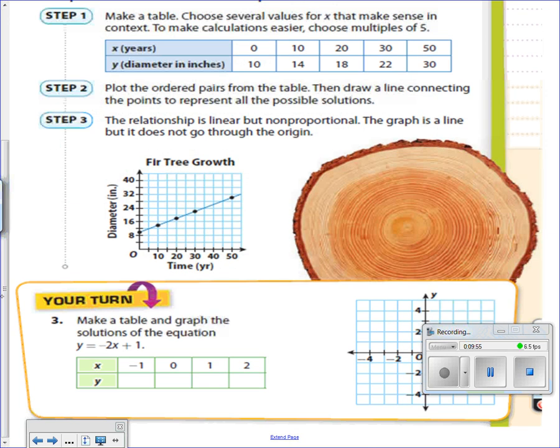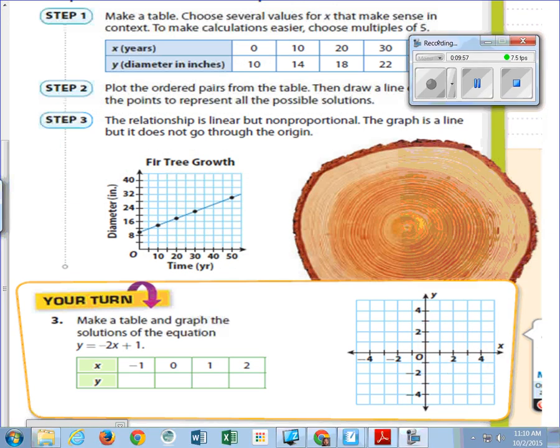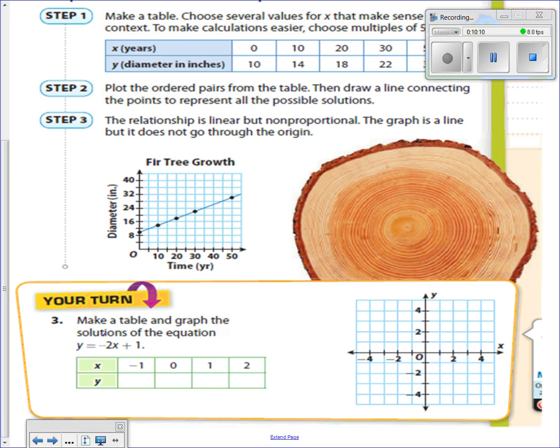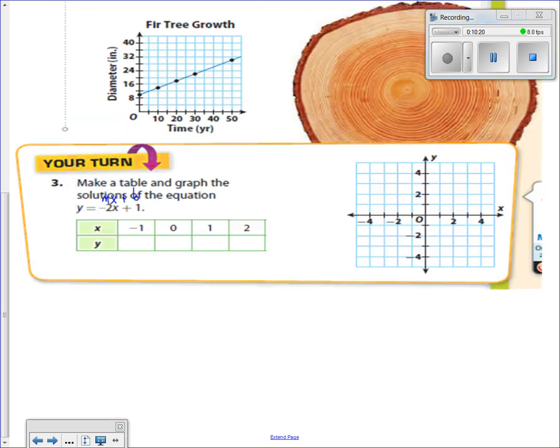So let's look at this. All right. Number 3, your turn. It says make a table and a graph of the solutions of the equation. So from the form earlier, we have y equals, here's our mx plus b. We'll learn what all that is on Tuesday. So we're just going to plug the numbers into the equation to find our y.